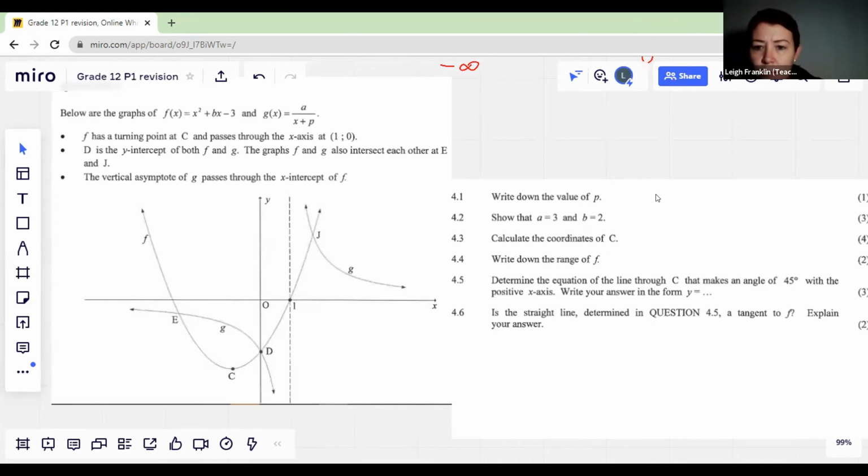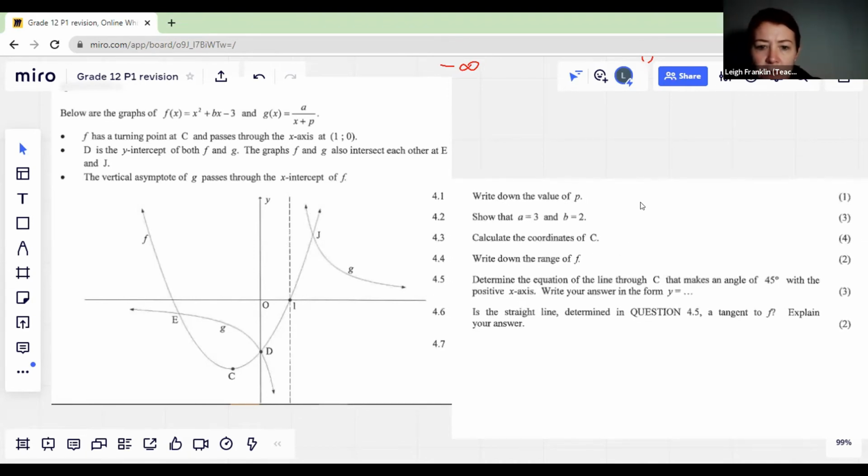Write down the value of P. And then the next question, show that A equals 3 and B equals 2. You're not allowed to sub in, okay? So that's for 4.2. You can't sub in. Again, do you want me to leave you to work a little bit and you'll stop me if you need help? Is that okay? Perfect. All right, off you go.